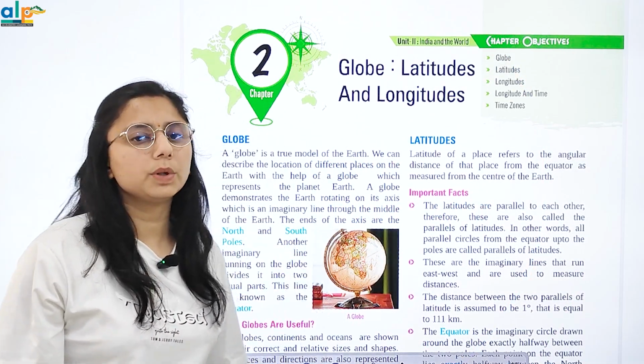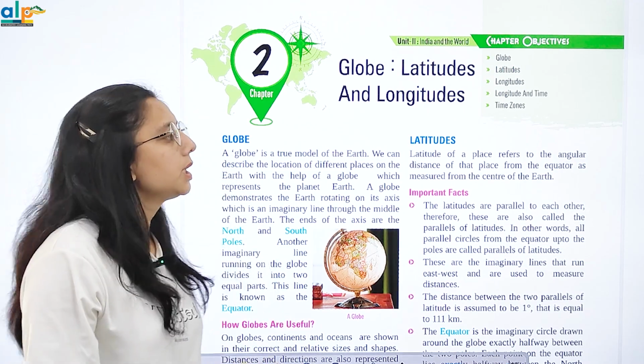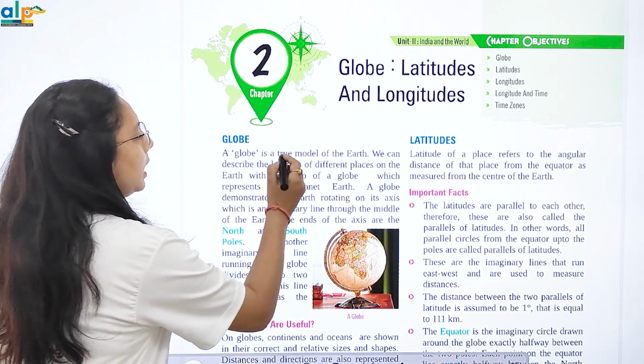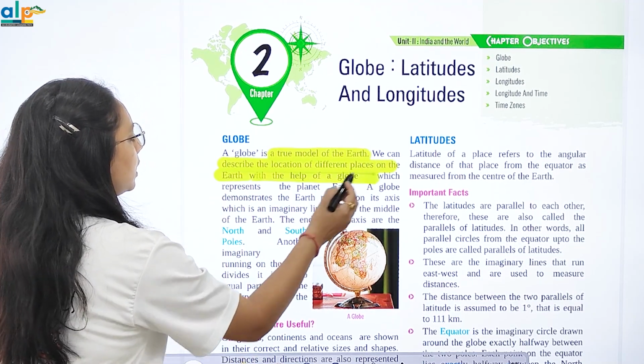Now today let's start with chapter number 2, Globe, that is latitudes and longitudes. In this chapter we will study about the globe. It is a true model of the earth. We can describe the location of different places on the earth with the help of a globe.